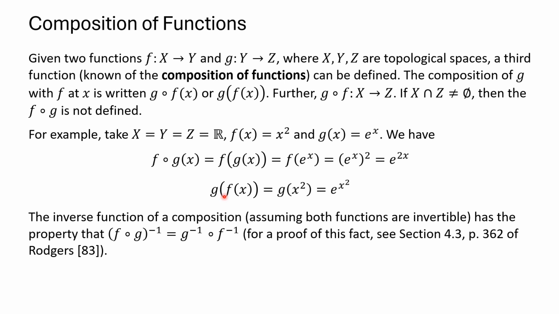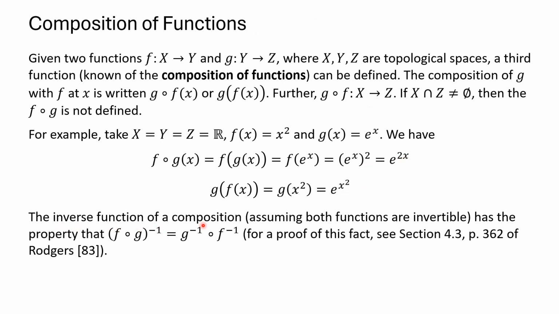Now, if you go in the other direction, it is possible because these are all equal, so we can do this. We evaluate g at f of x. So we have to put x squared into g, which is what we do here, and we get e to the x squared. So you can see these two are not the same, and that's usually the case.